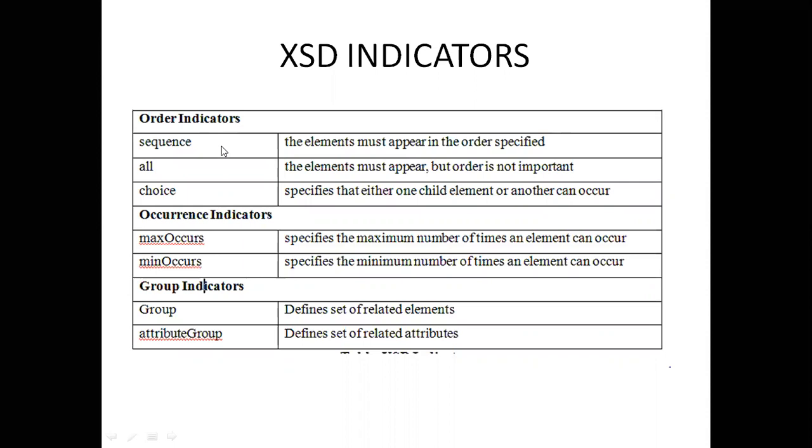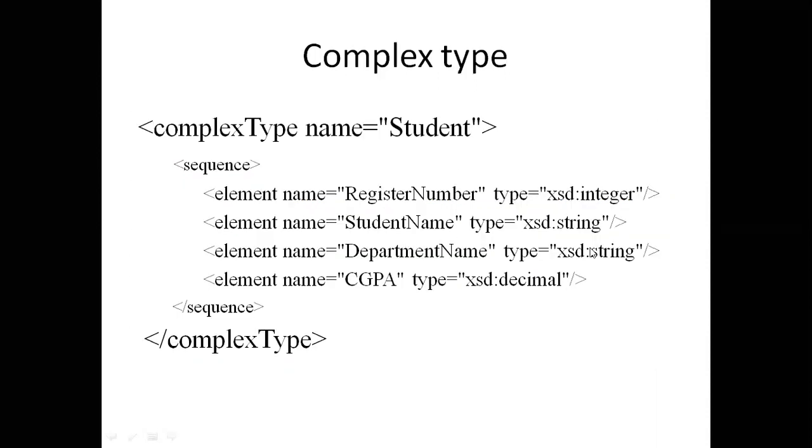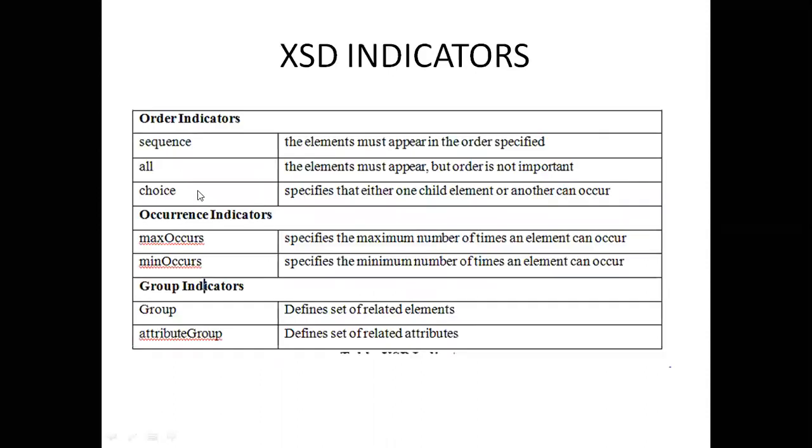As I said earlier, what is the use of the sequence? The elements must appear in the order specified. That means in the example, the first element should be register number, the second element should be student name, the third element should be department name, and the fourth element should be CGPA. We cannot change the order of the elements. Okay, so what about the order indicator all? All means the elements must appear, but the order is not important.